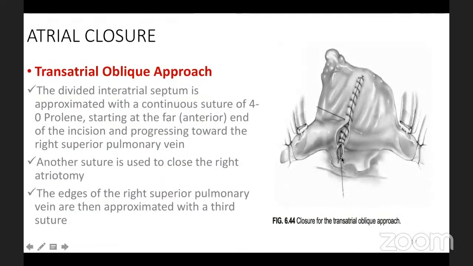For the transatrial oblique approach, the divided interatrial septum is approximated with a continuous suture of fluoroprotein starting at the far anterior end of the incision and progressing toward the right superior pulmonary vein. And then another suture can be used to close the right atriotomy. The edges of the right superior pulmonary vein are then approximated with a third suture.